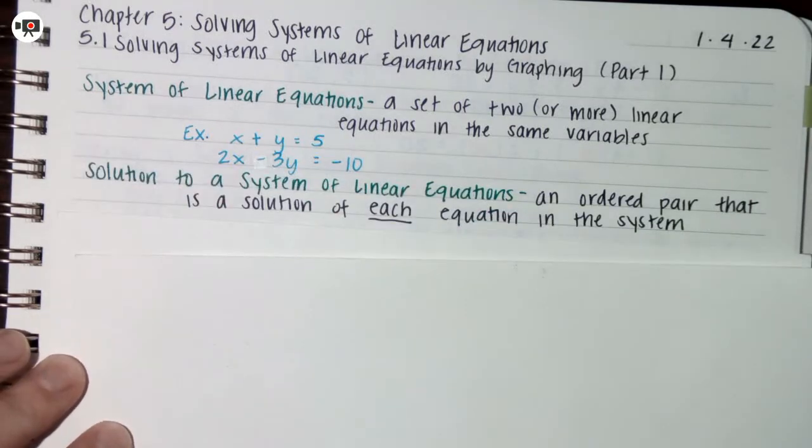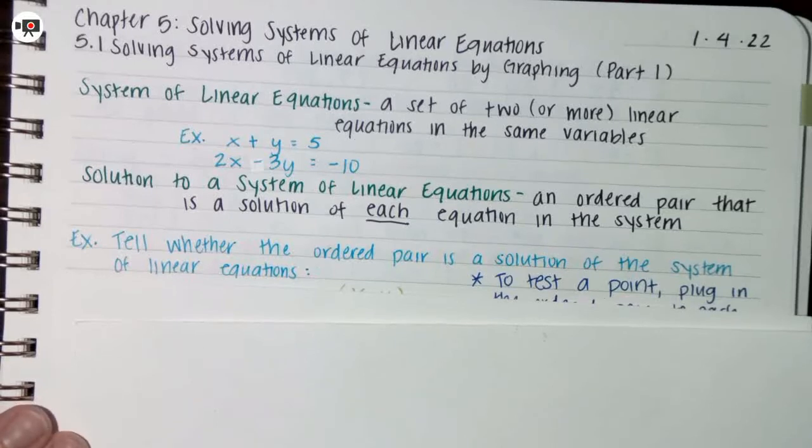We can also have a solution to a system of linear equations, and that would be an ordered pair that is a solution to each of the equations in the system. So if I have a point, which is an ordered pair, and I plug it into both equations, it would be true. It would be a true point for each equation.